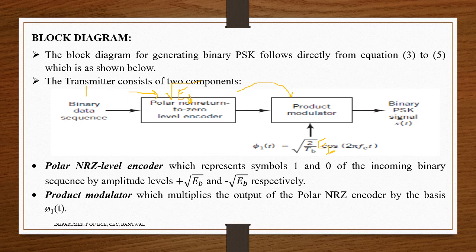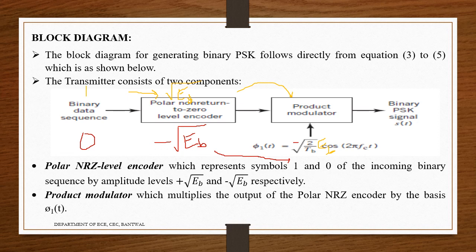Now I'll consider symbol 0. When symbol 0 comes here, it will become minus square root of EB. Then it is passed on to the product modulator, where it will get multiplied by minus square root of EB. The same thing, just multiplied with the minus, and this will be passed on.